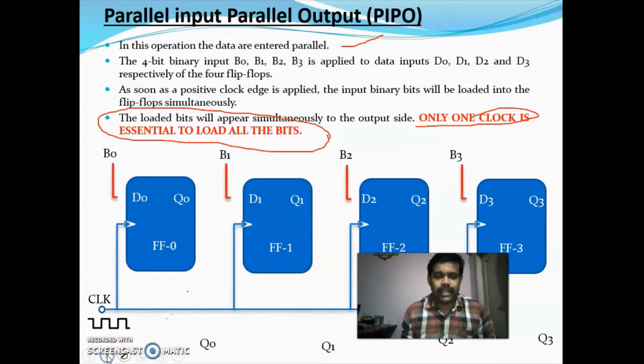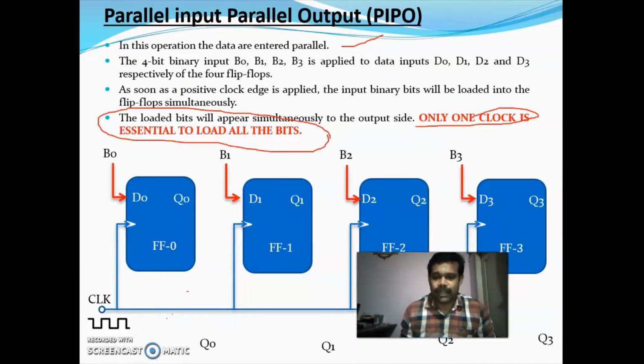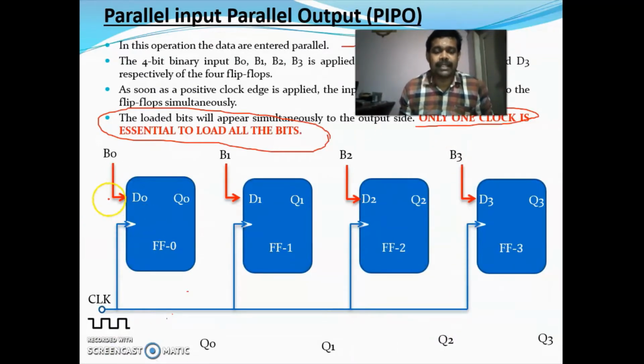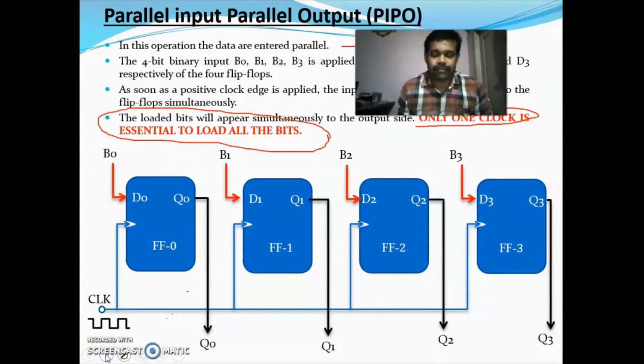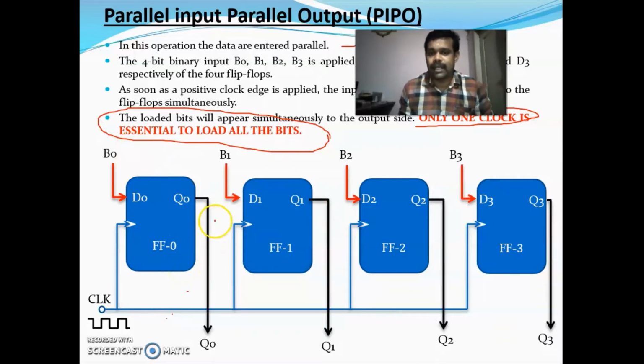So during the first clock pulse, this is parallel in parallel out. During the first clock pulse we are providing the inputs, and during the next clock pulse we are getting the outputs. I will show once more. During the first clock pulse you are providing the inputs and next you are getting the outputs. Only one clock is essentially needed to load all the bits and you can get the output.